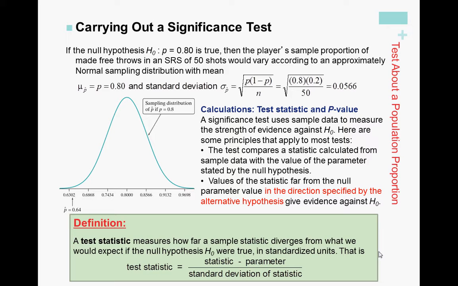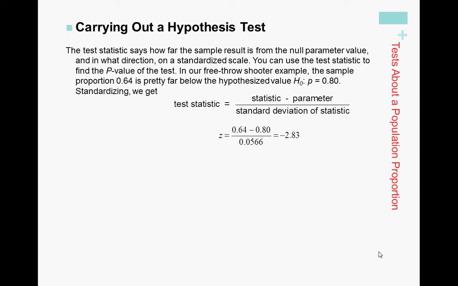So here's the definition. A test statistic measures how far a sample statistic diverges from what we would expect if the null hypothesis were true, in standardized units. So this is similar to finding the z-score. To find that, the test statistic equals the statistic, the sample proportion in this case, minus the parameter, the proportion from the null hypothesis, all divided by the standard deviation of the statistic. The test statistic says how far the sample result is from the null parameter value, and in what direction, on a standardized scale. You can use the test statistic to find the p-value of the test.